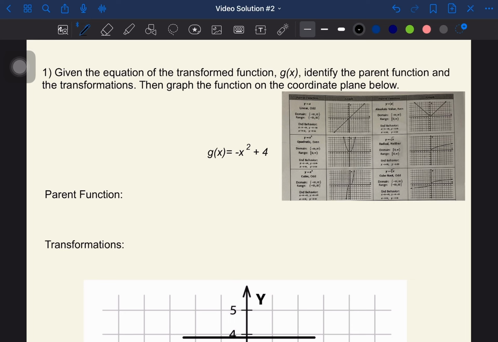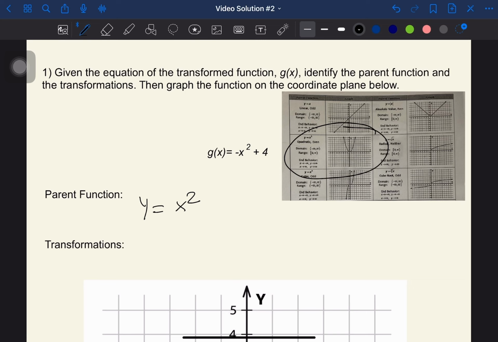So what we can do to identify the parent function is we look at this chart here that has a list of several different parent functions, and we can compare our g of x to the functions here. So we do see that there is an x squared. So the parent function for our g of x equation would be y is equal to x squared, which is the quadratic function right here.